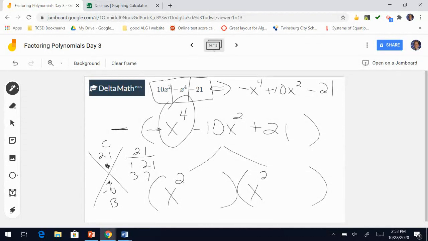And remember, the only way to get a positive product when you're trying to add together to get negatives is if they're both negative. Because negative 1 times negative 21 is positive 21. Negative 3 times negative 7 gets you positive 21. Add these up. What do you get? Yeah, add them up. You get negative 10, which is what we wanted. So this is just going to plop into the first binomial, and that's going to plop into my last binomial. All right, this was the Delta Math.